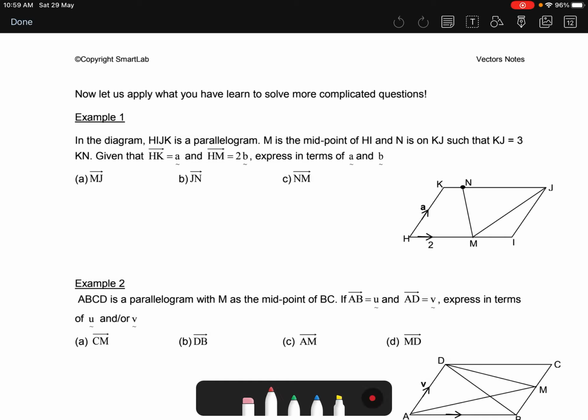Alright, so we will look at two examples to see what the common types of vector questions are that we will encounter during our O-level or even school examinations.